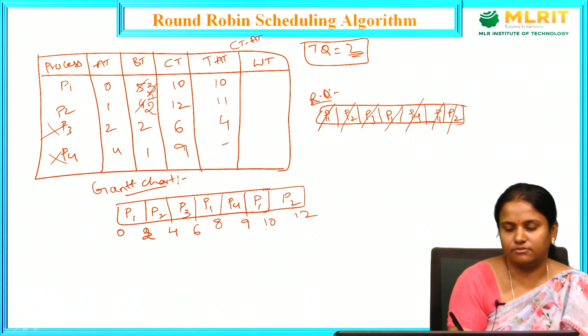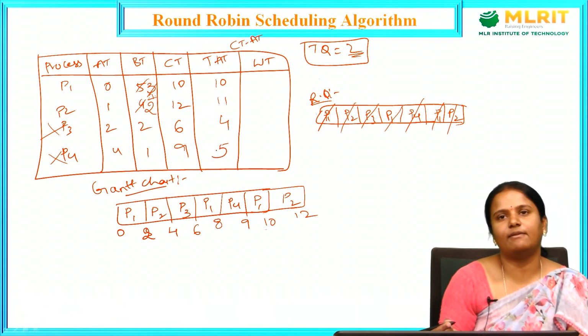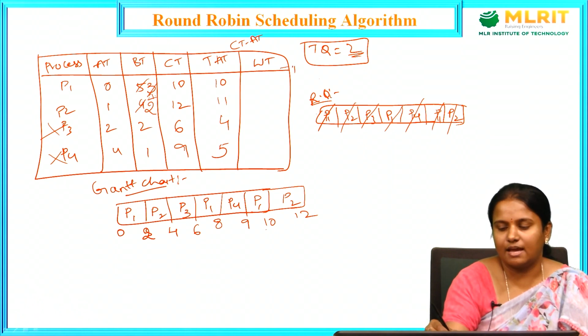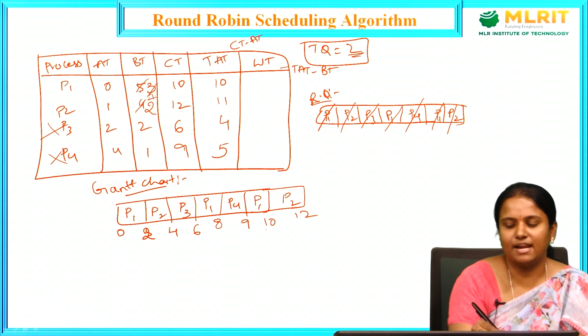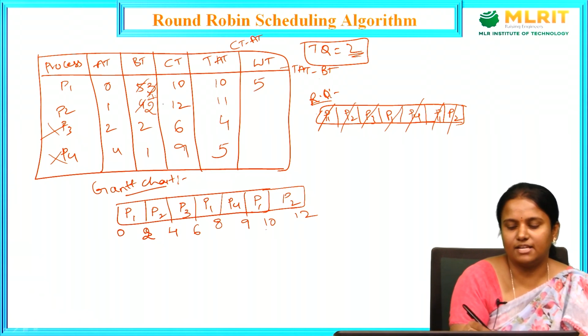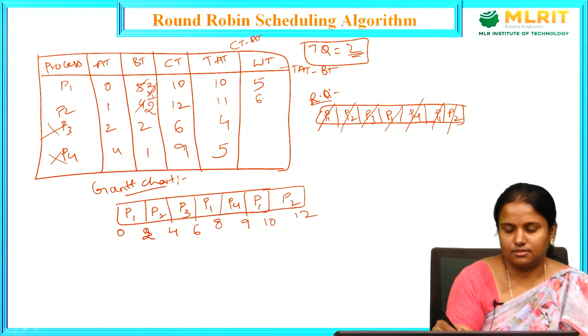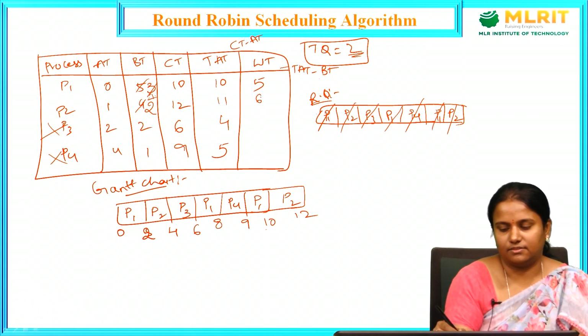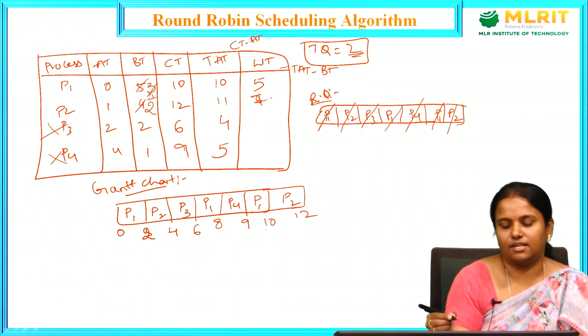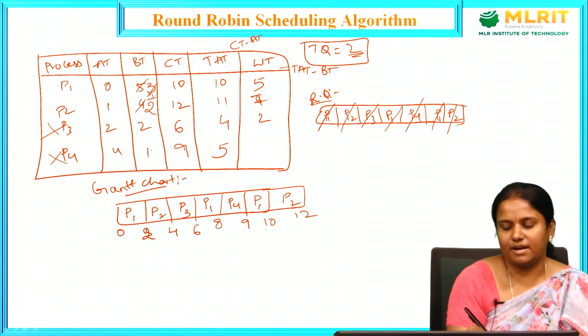What is the waiting time formula? Turnaround time minus burst time. So 10 minus 5 is 5, 11 minus 4 is 7, 4 minus 2 is 2, 5 minus 1 is 4.